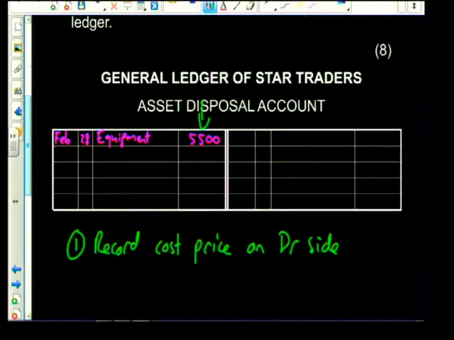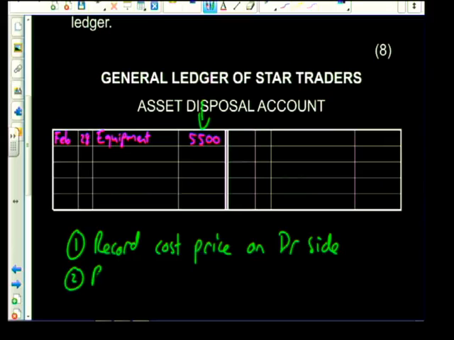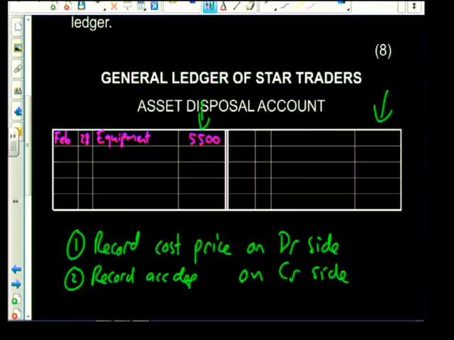Remember, you record the cost price of the item that you've sold on the debit side. The second step that you need to follow is that you have to record the accumulated depreciation on that item on the credit side. So over here, we need to record the accumulated depreciation. I'm going to write that in so long. So there's going to be accumulated depreciation.